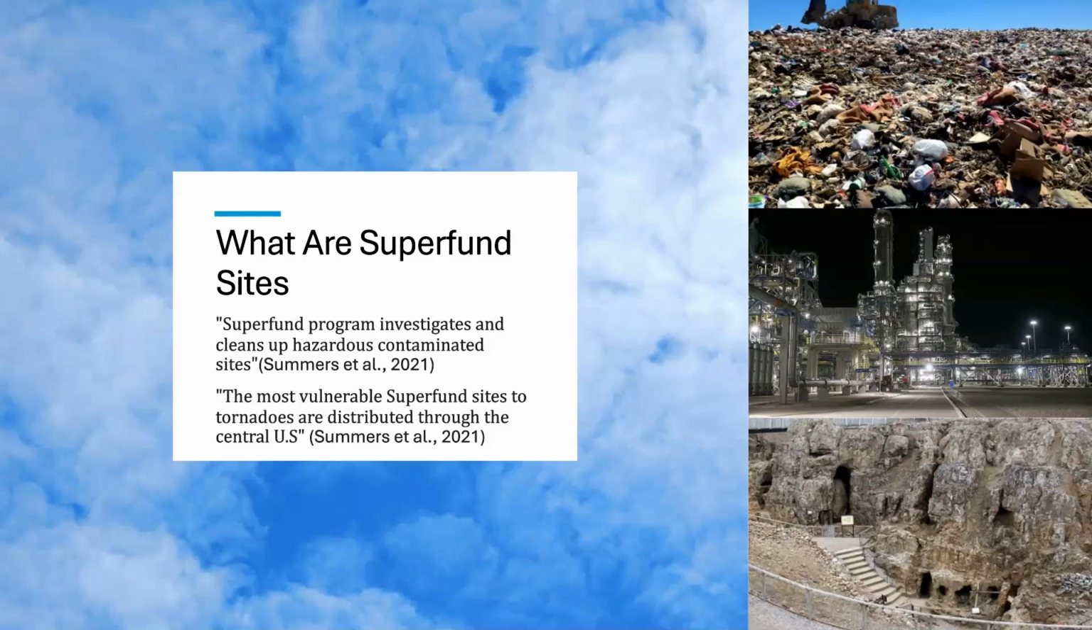And one way these are vulnerable is that when a tornado goes through these Superfund sites, it releases all the chemicals, all the asbestos, all the trash, and all the aerosols inside them. And that, like I said in the previous slide, causes a negative health effect to our lungs and also to our community.